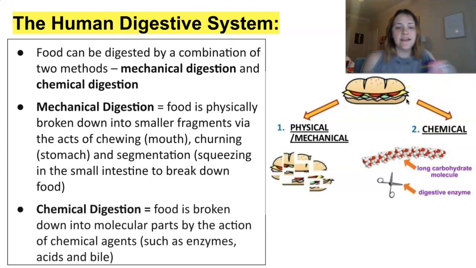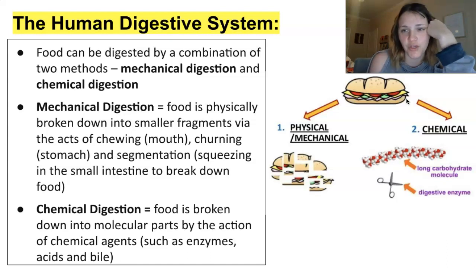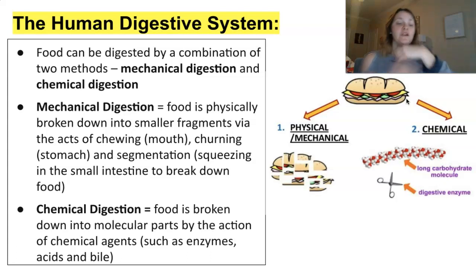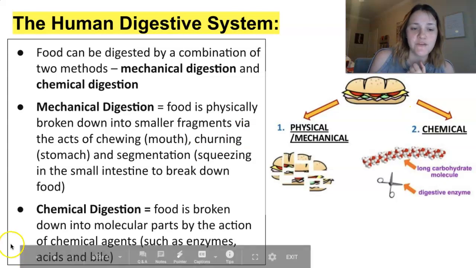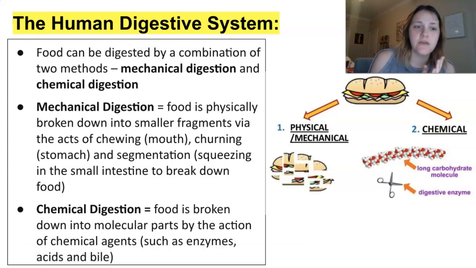And then the second type of digestion is chemical digestion. So chemical digestion is when food is broken down into its molecular parts by the action of chemical agents. And that word I was hoping you remembered is enzymes. So we have to use enzymes to break down food. We also have our stomach acids that are going to help break down food, and then bile as well, which helps to break down food. So take a couple notes on this. If you need to pause the video, pause it, and then come back here.